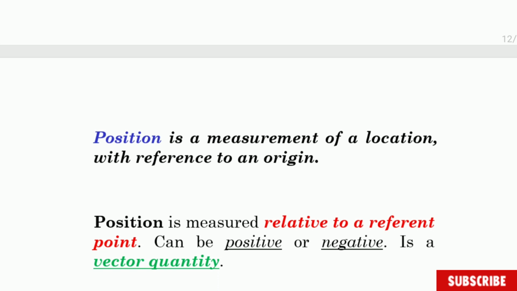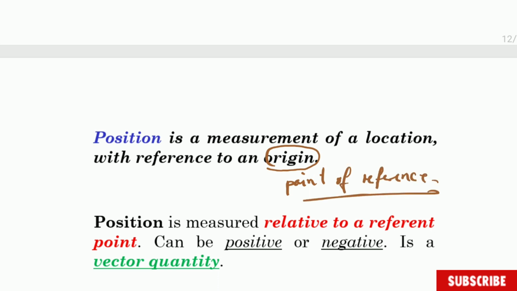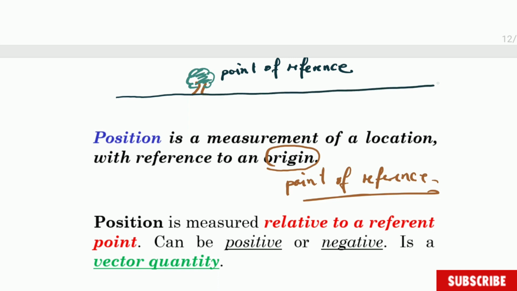Position is a measurement of a location with reference to the origin. The origin is going to be the point of reference. So, for instance, if we have a tree and we want to take that tree as the reference point, now we need a frame of reference. This is a beautiful tree. Now, we have already the point of reference. We need the set of axes to have a complete frame of reference.